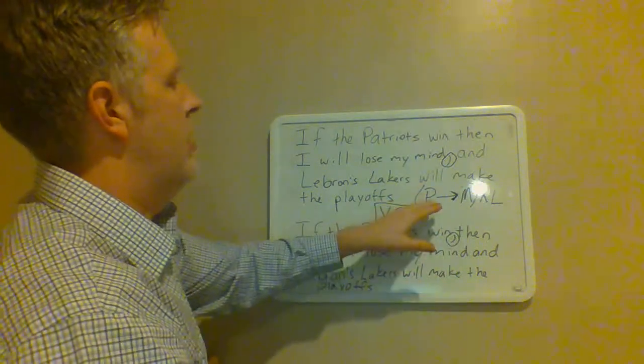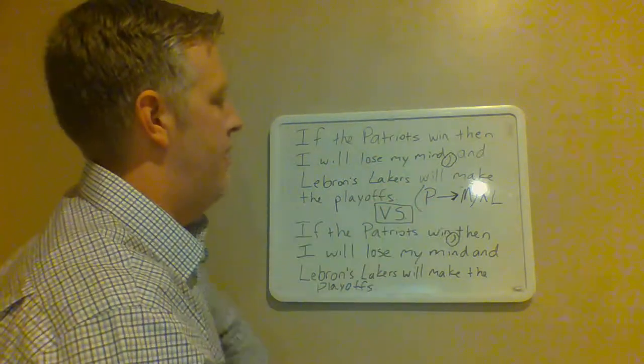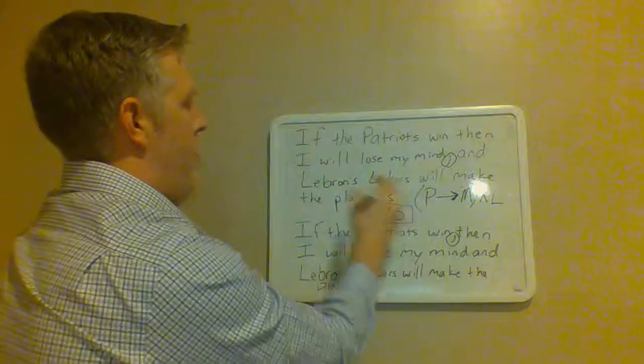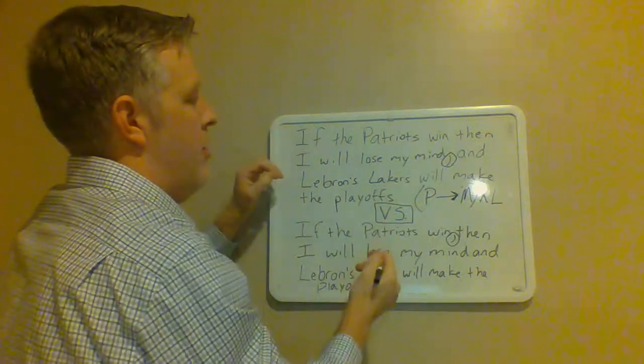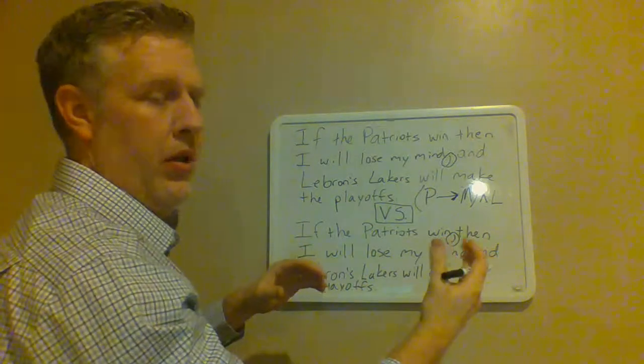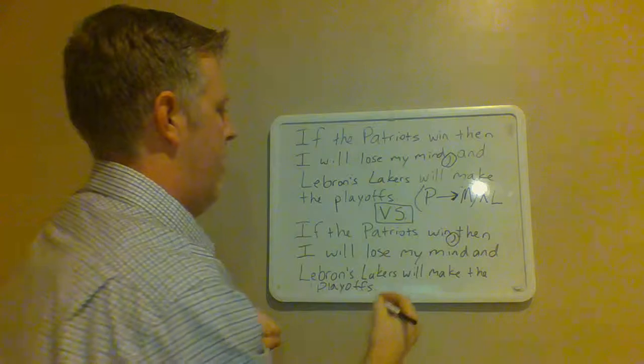So the left conjunct here would be, if the Patriots win, then I will lose my mind, or if P, then M. So that's how this first expression, given where the comma is, ought to be translated into logical notation. So what about the second expression?